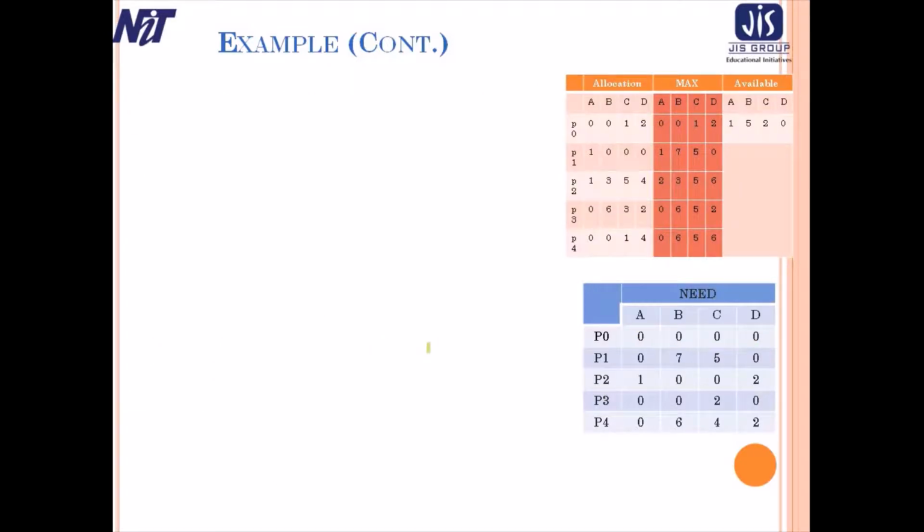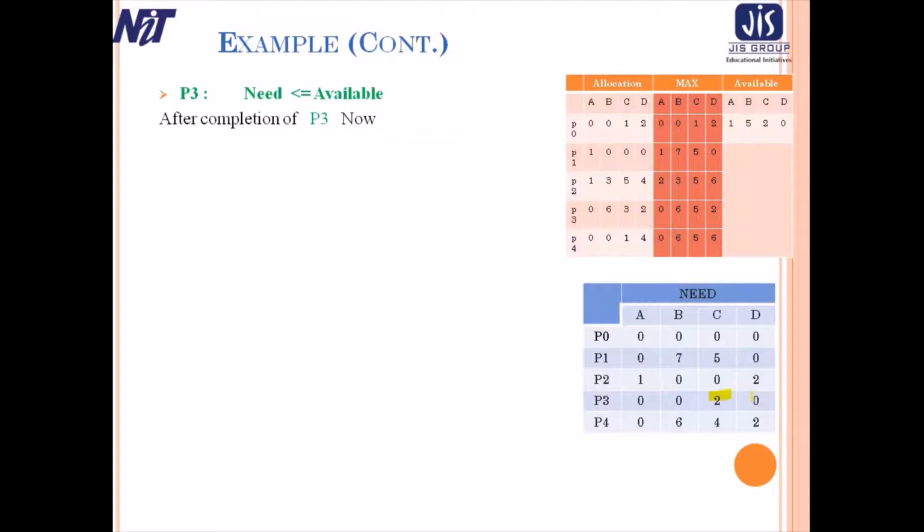Okay, now we have to check for P3. Our P3's need is 0020. In the need matrix it is given 0020, so we can easily grant P3's request. From our available, we give 2 instances of C type resource to P3.